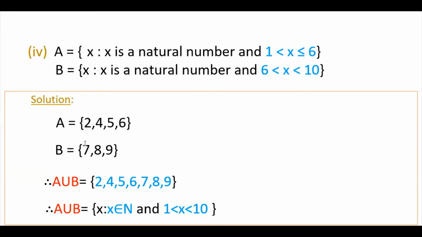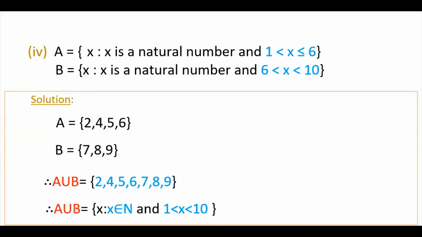So 6. And B is equal to, x is a natural number and 6 less than x less than 10. So it is between 6 and 10. Those are 7, 8, 9. So these are the elements of B. If you union these two sets, A union B is equal to, see here 2, 4, 5, 6, there is no common element. So 2, 4, 5, 6, 7, 8, 9. These are the elements of A union B.